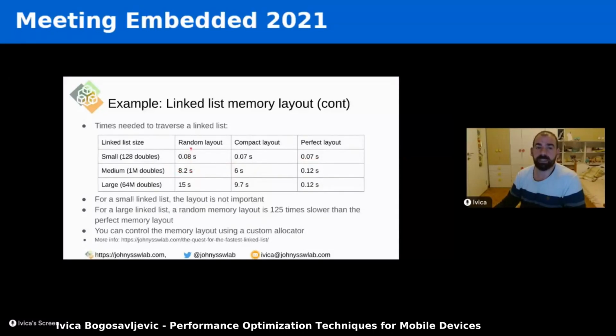The random layout for the medium is 8.2 seconds, and compact is 6 seconds. And the perfect layout is 0.12 seconds. It's almost 50 times faster. For a large linked list, the random layout takes 15 seconds, and the compact 9.7 seconds. And the perfect layout doesn't change. It doesn't depend on the linked list size. It remains constant. So for a small linked list, the layout is not important, but for a large linked list, a random memory layout is 125 times slower than the perfect memory layout.